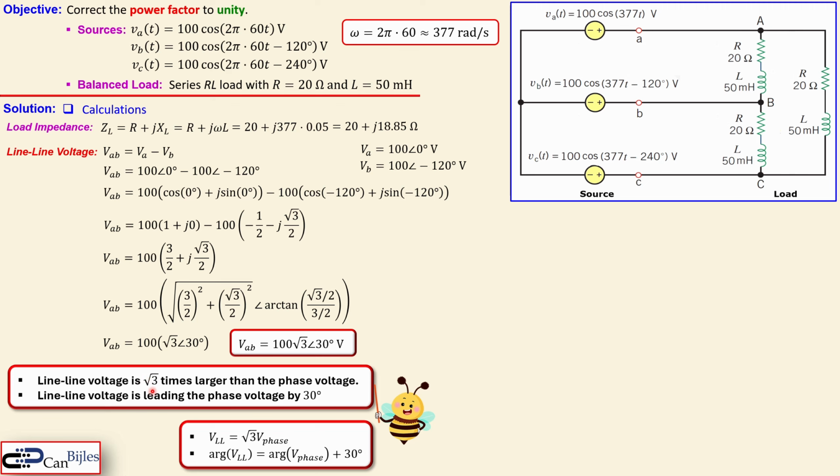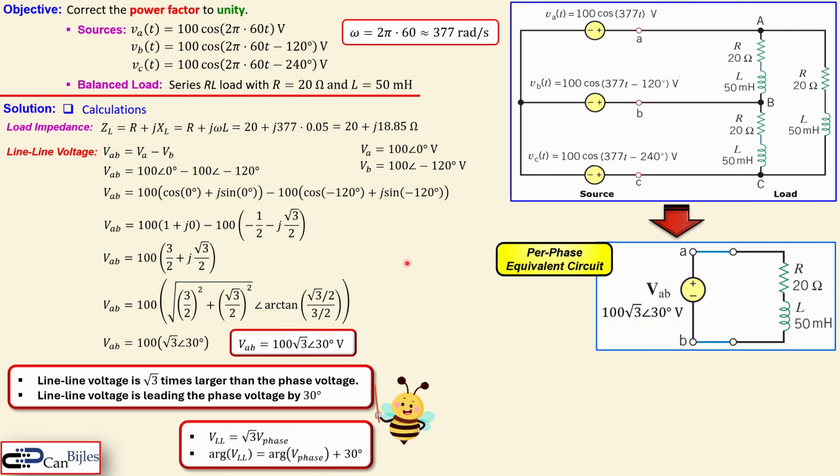The line-to-line voltage is then square root of 3 times larger in amplitude than the phase voltage. So that means this 100 must be multiplied by the square root of 3. And the line-to-line voltage is leading the phase voltage by 30 degrees. That is also given here in short, like so, with arg meaning the phase of that voltage. We can now convert this three-phase circuit to a more convenient circuit, which we call the per-phase circuit.